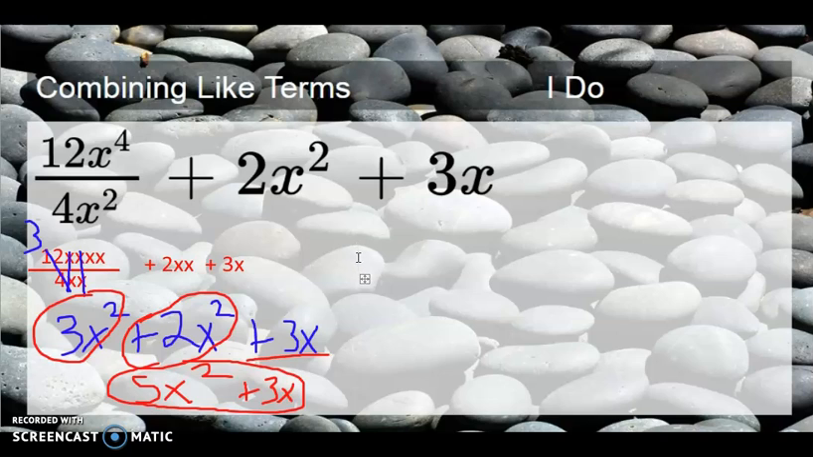So the first step here is to expand. We wrote out our exponents in expanded form to cancel them out. Our next step, we combine like terms. And that's it.